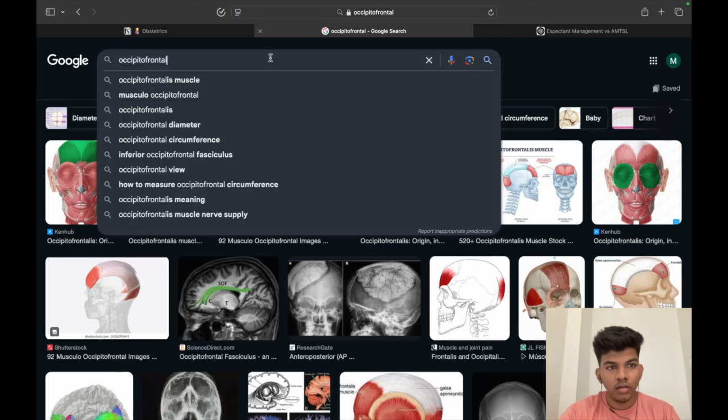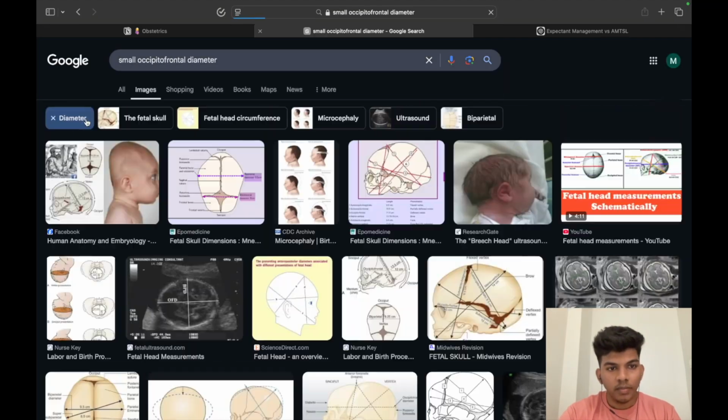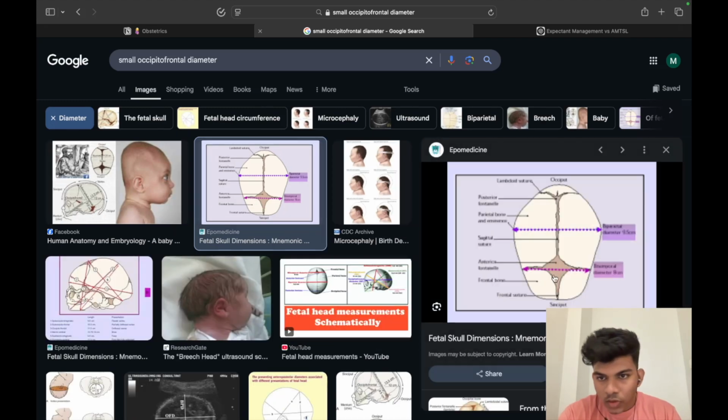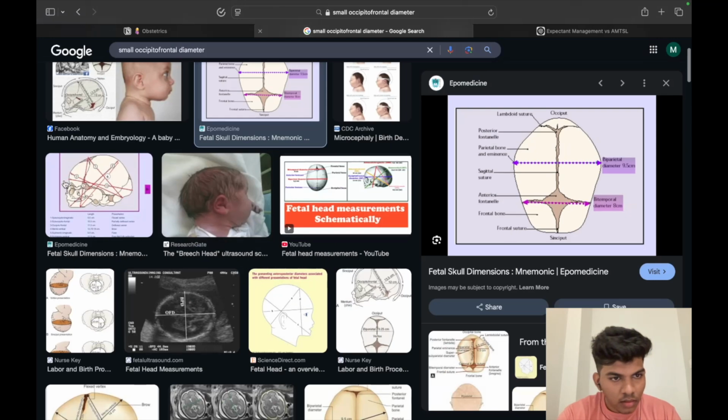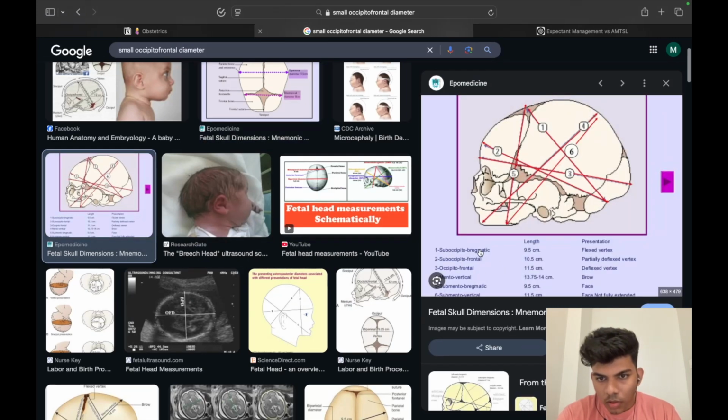Occipitofrontal diameter. So probably this is the one. This is the biparietal. Occipitofrontal. Suboccipitobregmatic, yes, we know what it is. So this one is 9.5. Occipitofrontal, you can see how long this is.